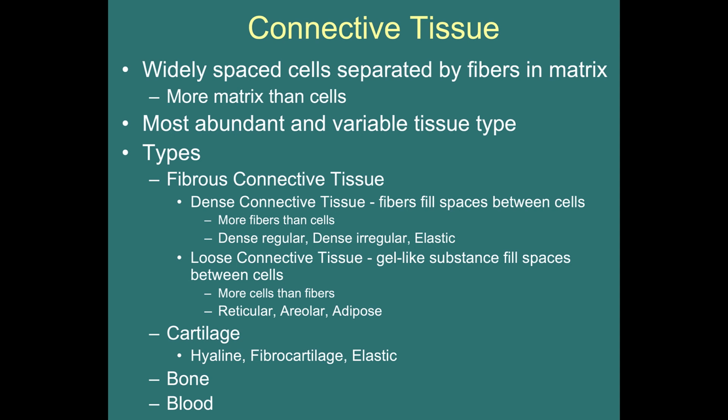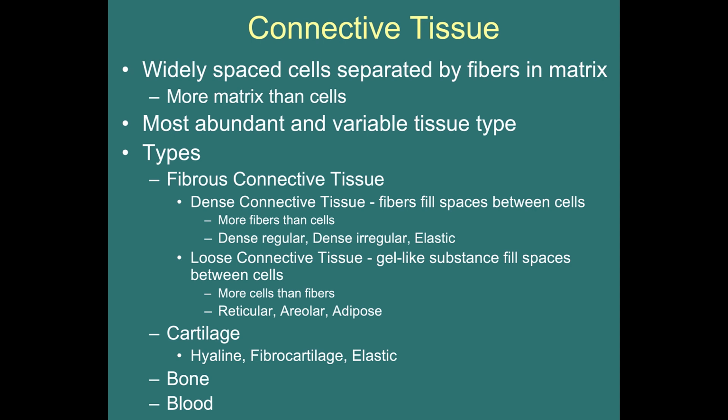Now, we're going to be focusing on fibrous connective tissue, also called connective tissue proper. In fibrous connective tissue, or connective tissue proper, there are two main types. The first type is called dense connective tissue. So in dense connective tissue, we see that there are lots of fibers that are filling the spaces between the cells.